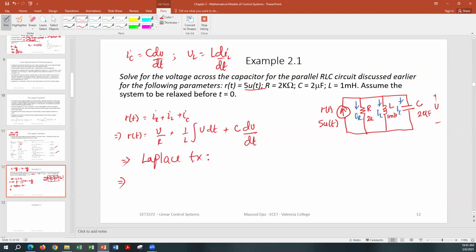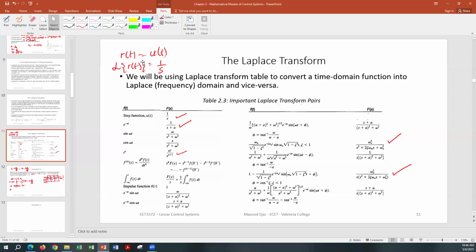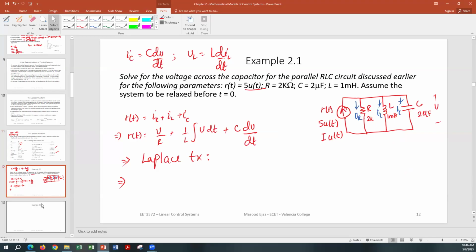All right, since we are taking all variables, instead of putting 5 u(t), I'm just going to assume this is a current source with value I u(t), and later we're going to put in the value I equal to 5. So everything is going to be in terms of variables. If you look at the Laplace transform table, u(t) Laplace transform is 1 over s. So I u(t) is I over s. That's lowercase s, not uppercase.